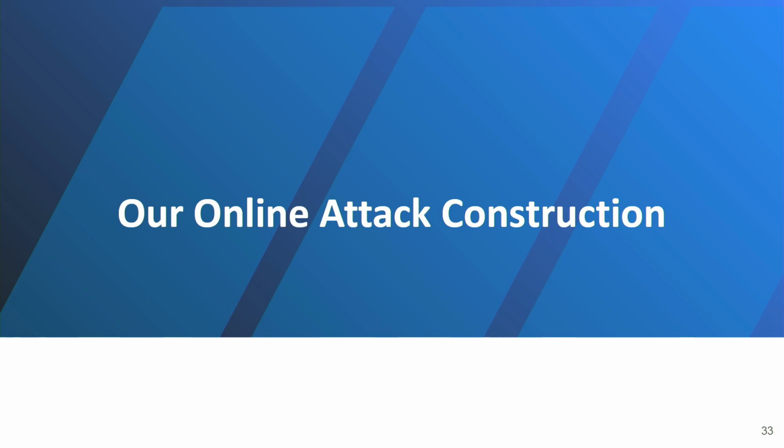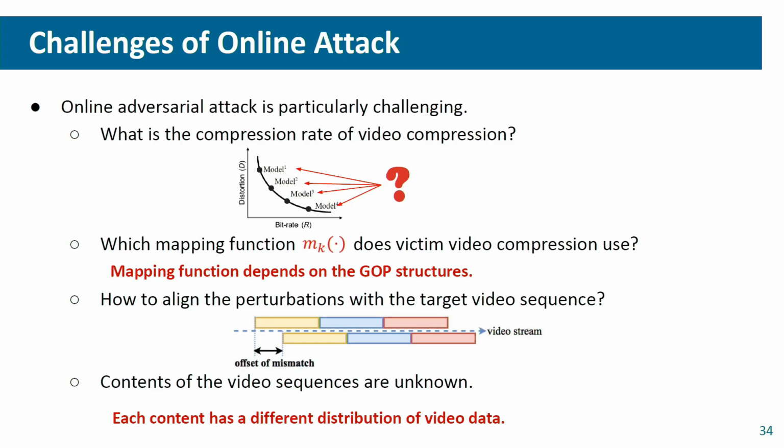Now let's move to our online attack construction. Online attack is particularly challenging for several reasons. Firstly, the video compression is conditioned on the compression rate. Since the compression rate is determined by the end user's network traffic, it is difficult for the adversary to infer the compression rate in real time.